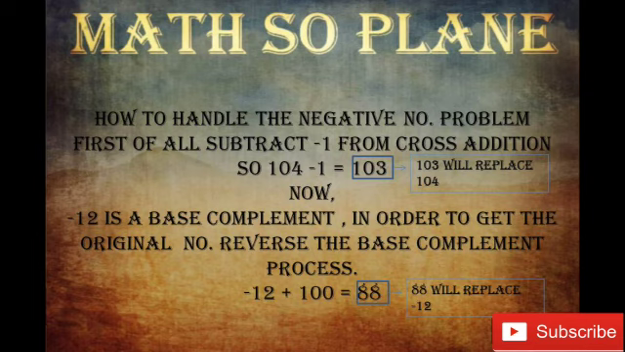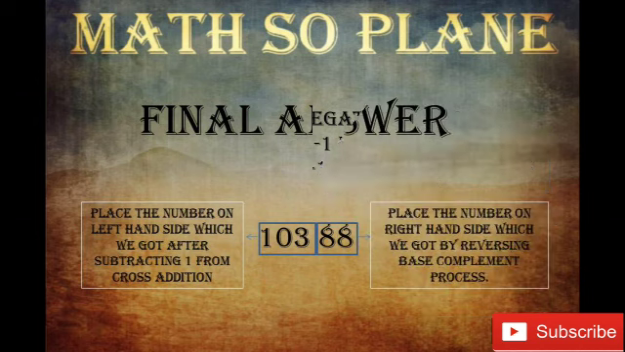Now, the main problem is what to do of this minus 12. So we can write it as minus 100 plus 88, right? So the problem is solved. The last two digits will be 88 and the hundreds place or minus 1 is subtracted from 104. Thus 104 minus 1 yields 103. So the final answer is 10388.